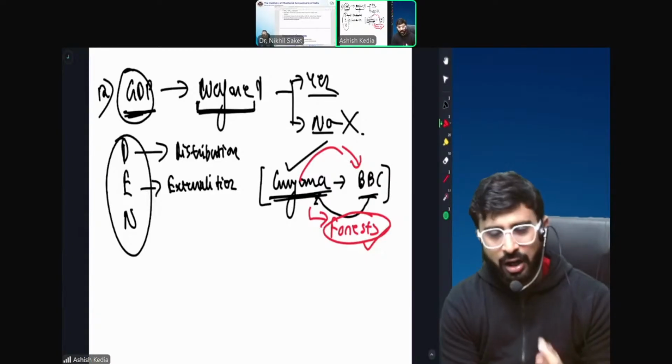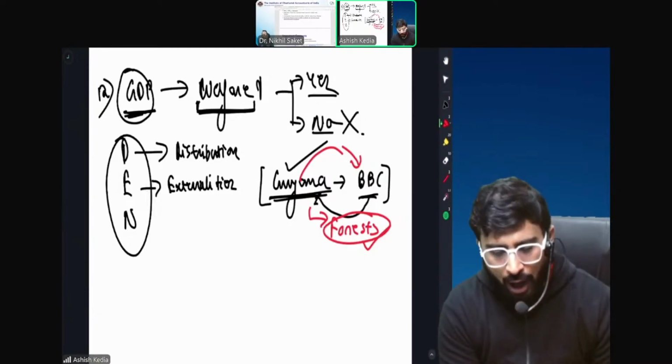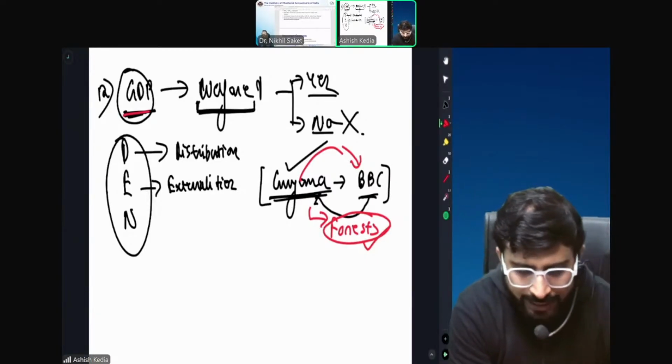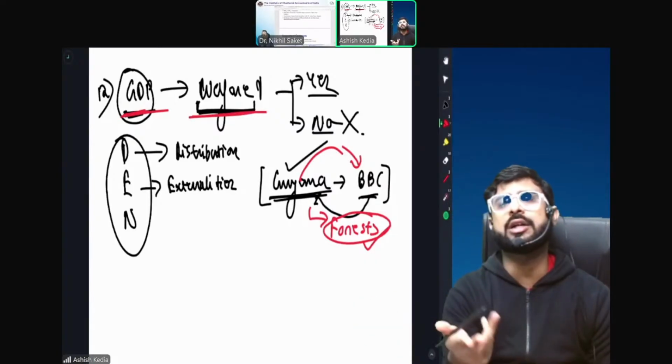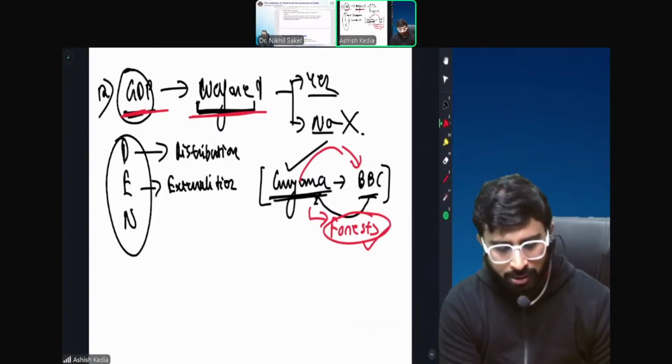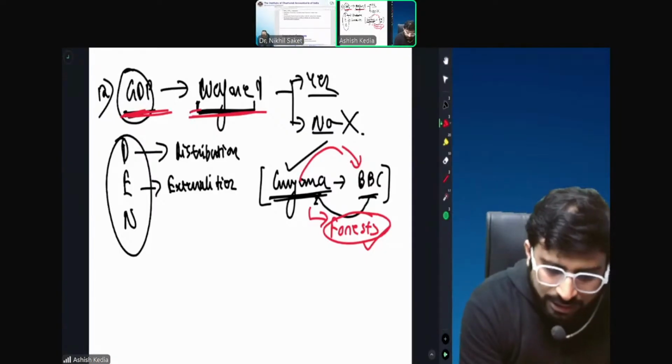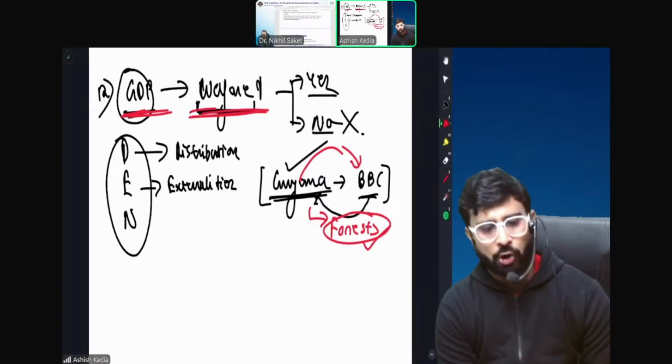So this is a classic example of how GDP cannot be an indicator of welfare. Then you should cut all the trees and set up all the factories. It's not. So therefore, yes, GDP cannot be used as a measure of welfare.